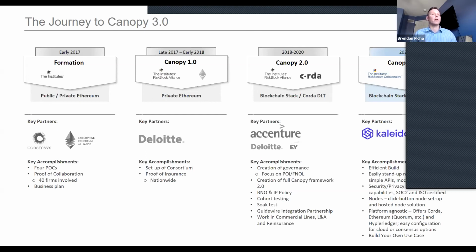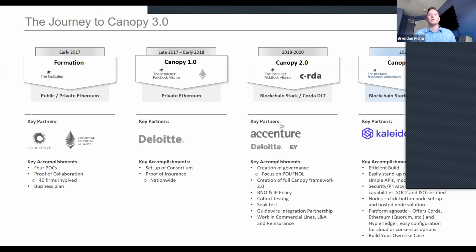I believe there are about 7 carriers who are testing first notice of loss towards shadow production, which we hope to hit in July. We also ran a soak test. We ran 500,000 transactions through the Canopy network to emulate what it might look like in a real world setting to stress test it, and it did just fine. This is also when we got accepted into the Guidewire Accelerator program. And we also started looking into commercial lines use case and life and annuity and reinsurance use cases.